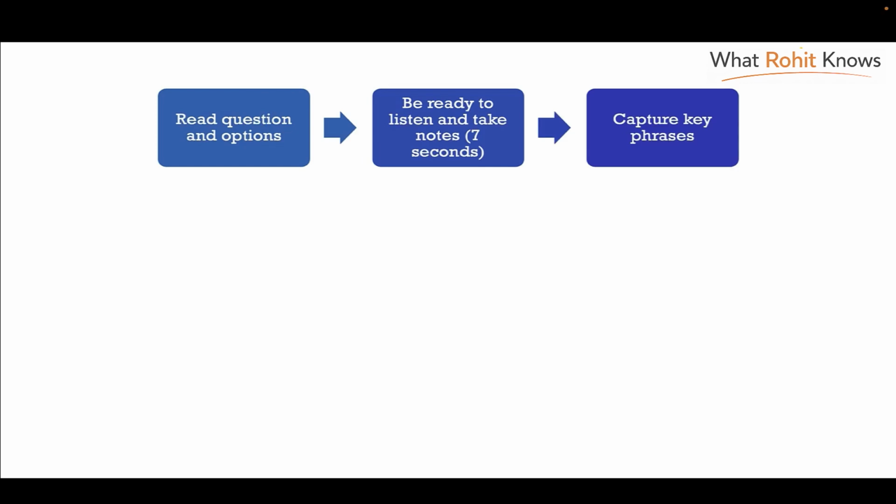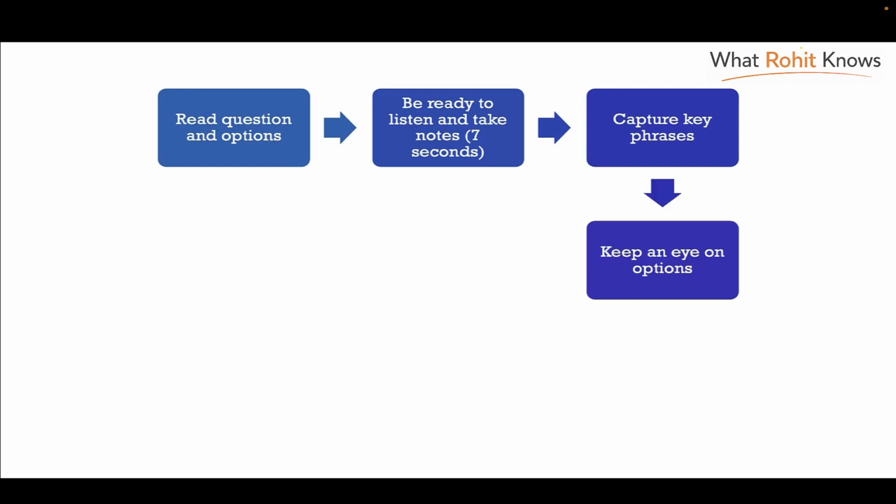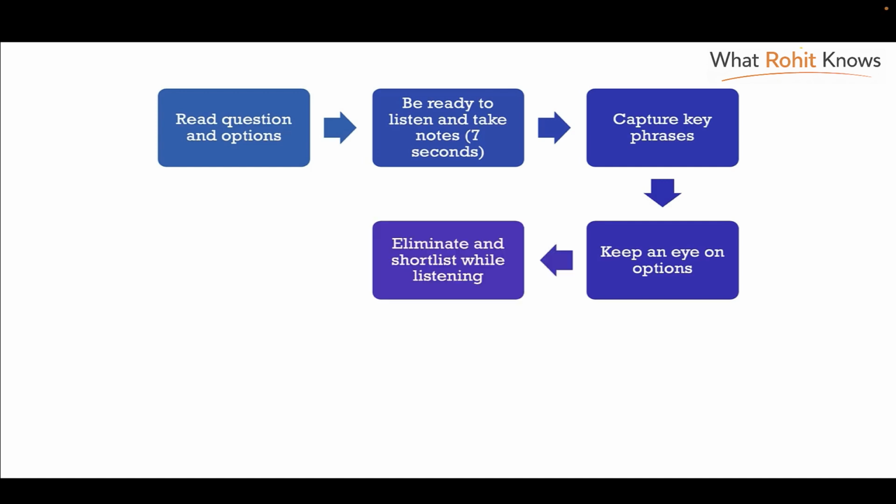When you are listening and taking notes, focus on the key phrases. Don't just look out for single words. Focus on the key important phrases and at the same time keep an eye on the options in front of you, so you can eliminate and shortlist some options while listening. If you keep your eye on the options, then when you hear something which confirms what's written in one of the options, that's shortlisted, it can be correct.